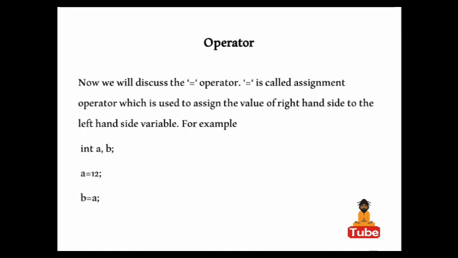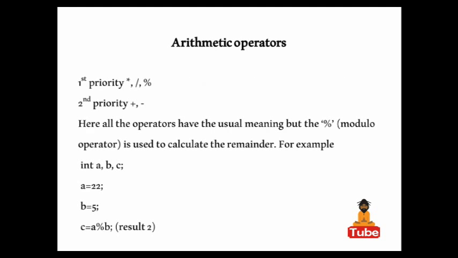Now let's discuss this assignment operator. This assignment operator is used to assign the value of the right hand side to the left hand side variable. For example, if I am writing b is equal to a, it simply means the value of a will be assigned to the b, and here the value of a is 12, so the value of b will become 12 too.